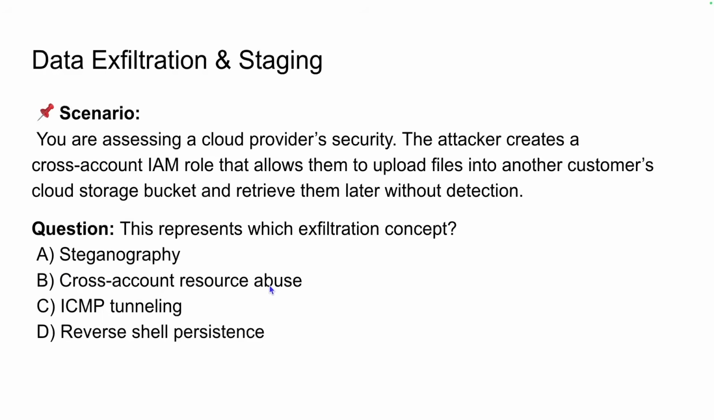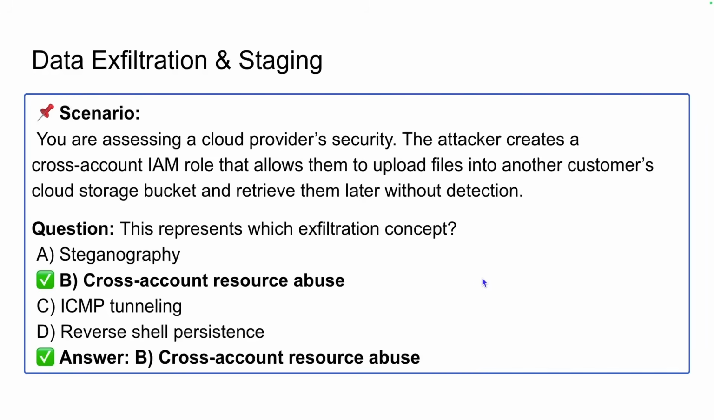Cross-account resource abuse sounds pretty solid. ICMP tunneling has to do with ping packets and echo request and reply packets. And then reverse shell persistence, nothing to do with this. So cross-account resource abuse, excellent.